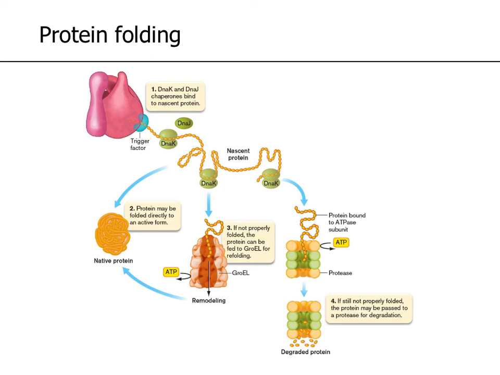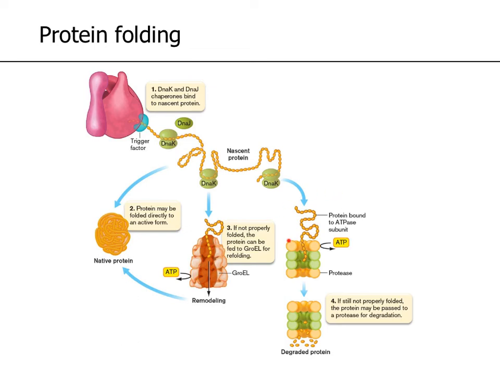Your book also talks about trigger factor. I'm not going to go over all the specific ones and how they all work. But as the peptide is coming out of the ribosome, this can happen immediately, and the different chaperones can attach to the different proteins. In some cases it'll fold directly into its active form on its own. In some cases it can get passed into some of the GroEL complexes, and then it'll get folded.